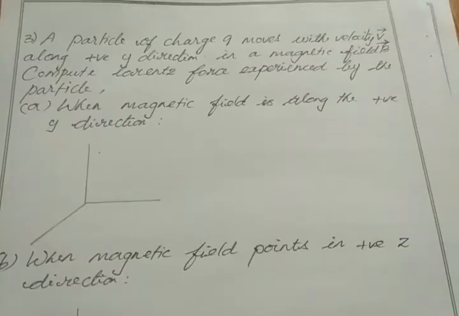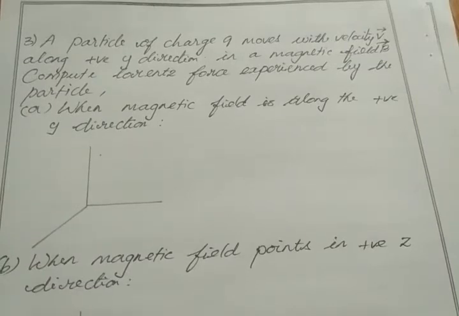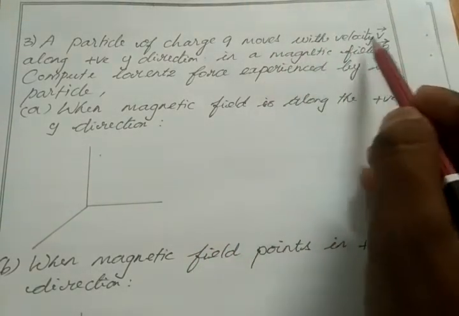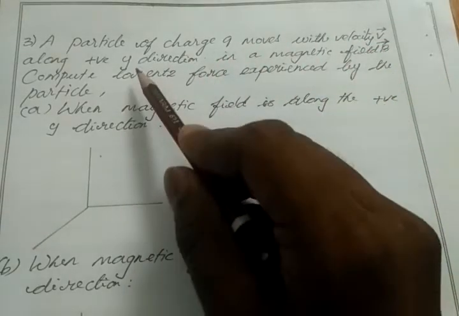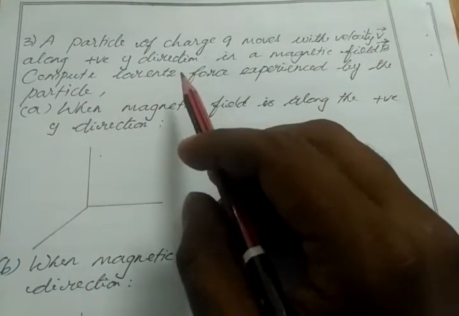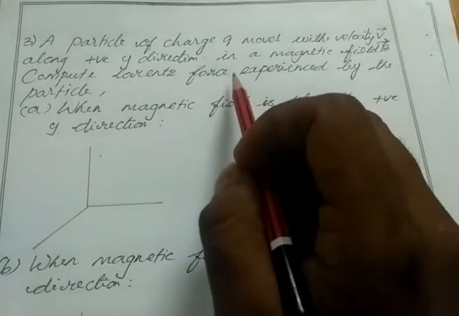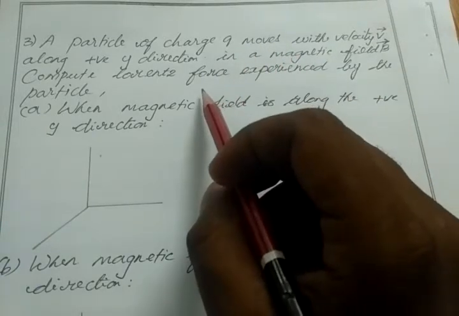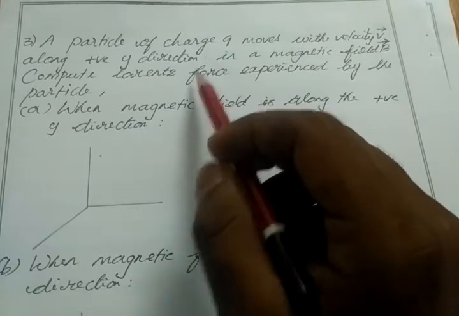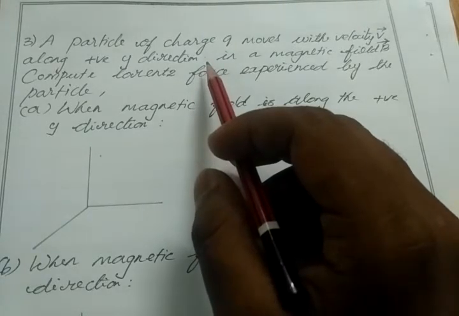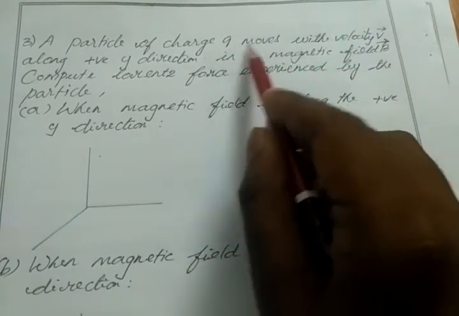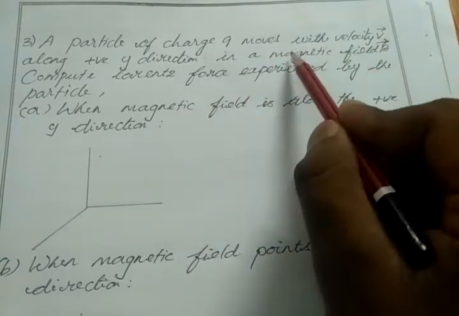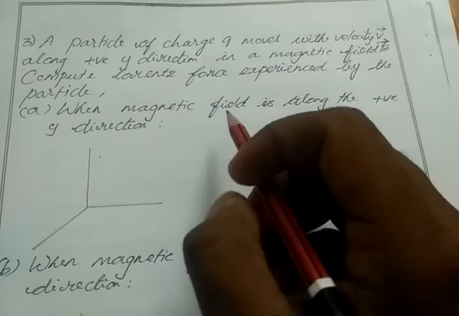Third problem. This question is given in the 12th matric book. Very interesting problem. A particle of charge Q moves with velocity v along the positive y direction in a magnetic field B. Compute the Lorentz force experienced by the particle. So by this question, we come to know that only a moving charge experiences Lorentz force. When a charge moves in a magnetic field, it experiences Lorentz force.